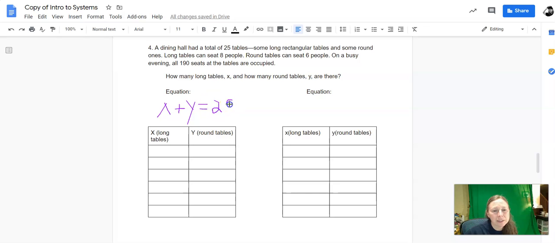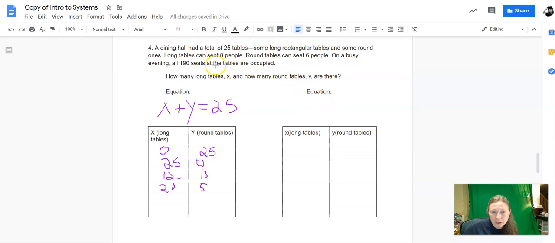And you can just fill this table with as many values as you can think of that add to 25. We could have 0 long tables, and we could have 25 round tables. We could have 25 and 0. We could have 12 and 13. Right? We could have 20 and 5. So lots and lots of different combinations fill in the table.